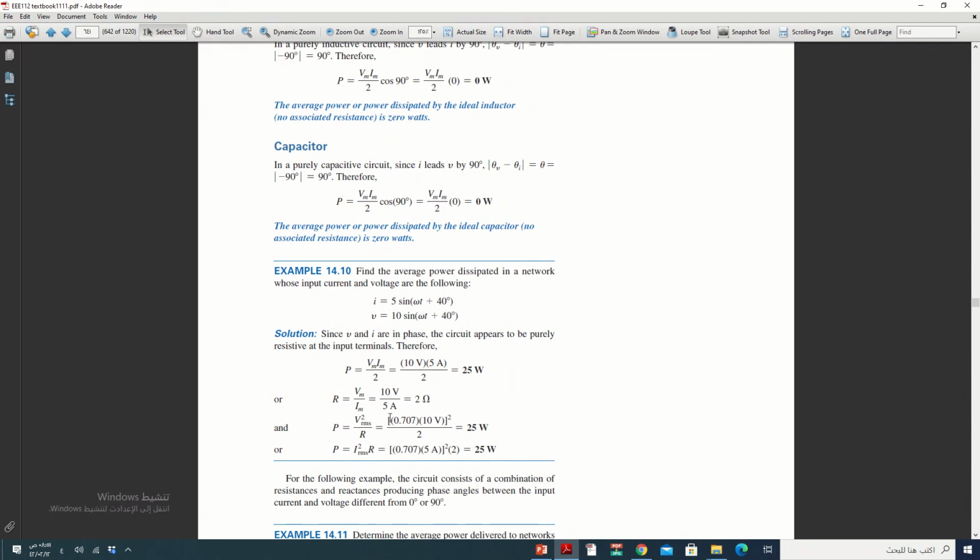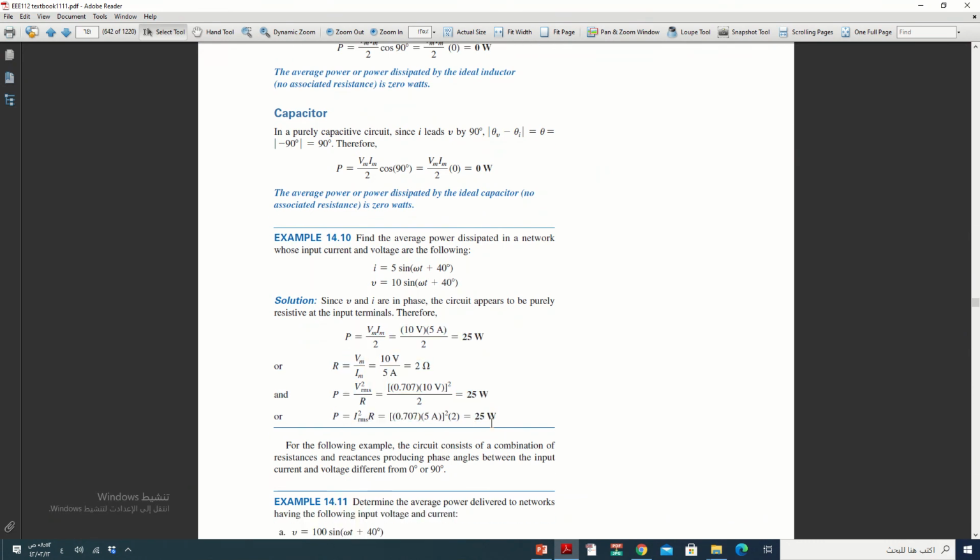If you need to find the resistor, V peak over I peak, it becomes 2. You can apply the other forms of power, V square RMS divided by R, or I square RMS multiplied by R. You will get the same answer. Any formula, you will get the same answer.